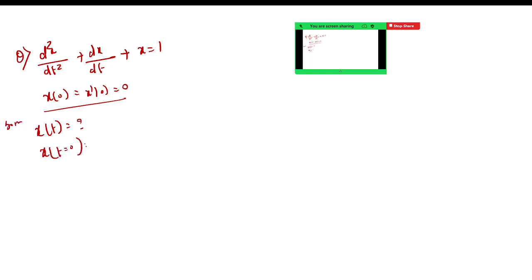x(t) at t equals 0, and x(t) at t equals infinity. Calculate this fast.